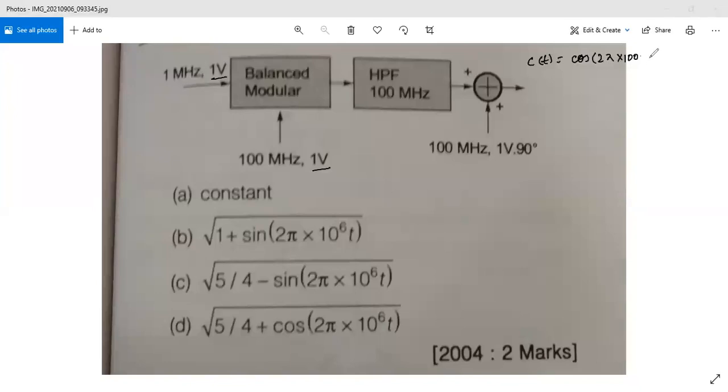So it can be written as 100 into 10 to the power 6, 2 pi FC t. And the value of m(t), the message signal, is nothing but a 1 megahertz, 1 volt signal. So here A cos 2 pi FM t, where the value of A is given as 1 volt for the message signal as well as the carrier signal. So it should be 1 cos of 2 pi FM t. What is the value of FM here? FM is 1 megahertz, that is 1 into 10 to the power 6 t. Now what is given here is a balanced modulator.